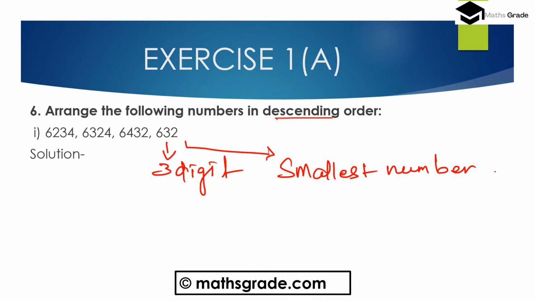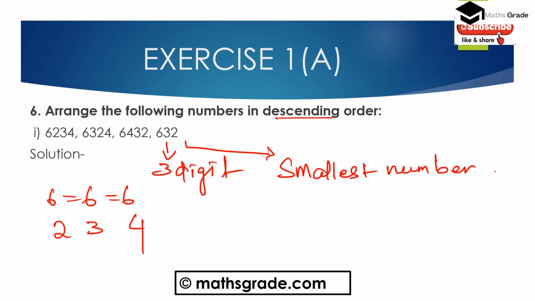In 6,234, 1000 place value digit is 6. In 6,324, 1000 place value digit is 6. In 6,432, 1000 place value digit is 6. All are equal. So next move to the 100 place value digit. In 6,234, 100 place value digit is 2. In 6,324, 100 place value digit is 3. In 6,432, 100 place value digit is 4.